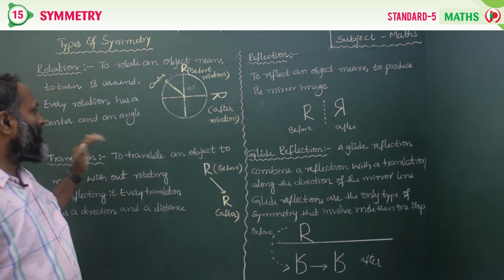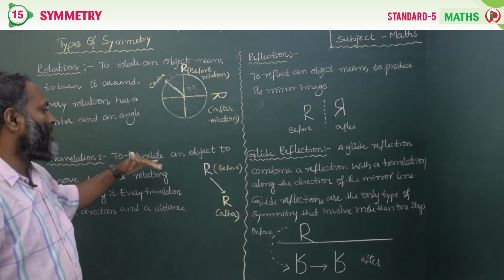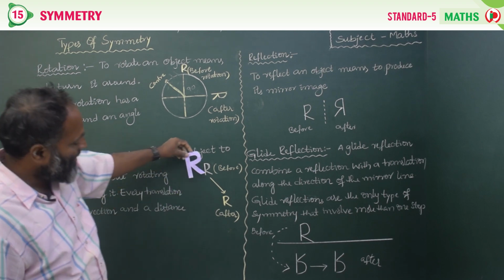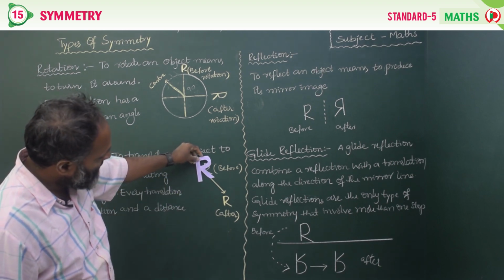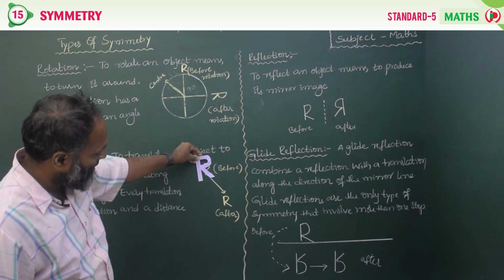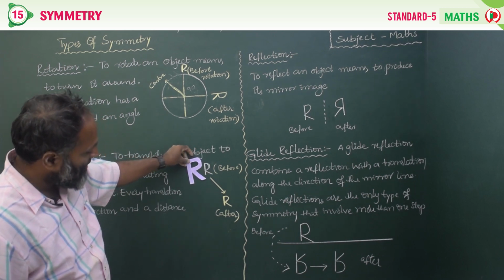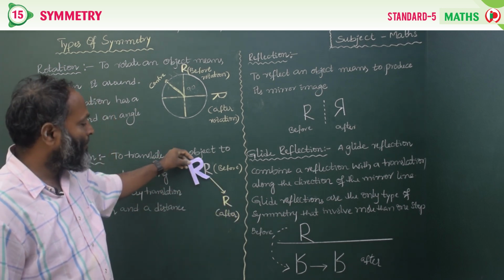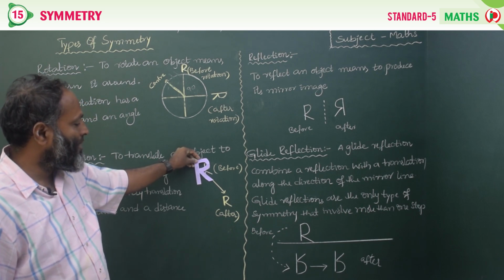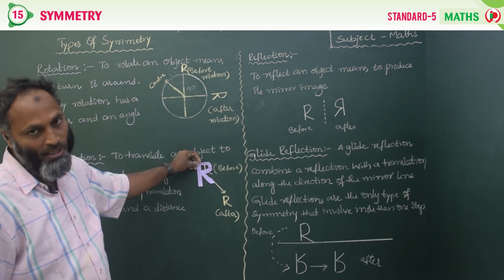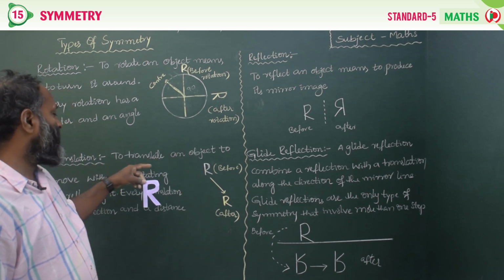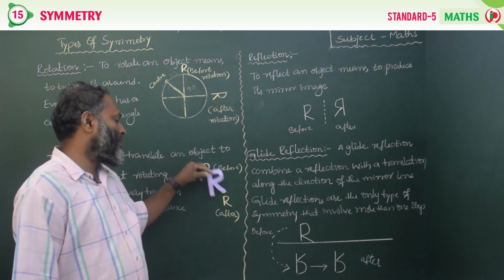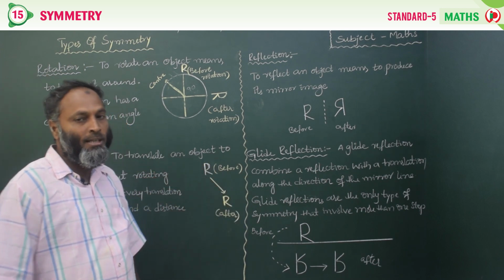Now translation. Translation means to move an object without rotating or reflecting. Suppose R is here. Translating means we have to change the position of R from one place to another. Before translating, the R is here. After translating, we get R here, R here, R here, everywhere. So translating means we change the position of R from its original position, without rotating or reflecting. That is translating.